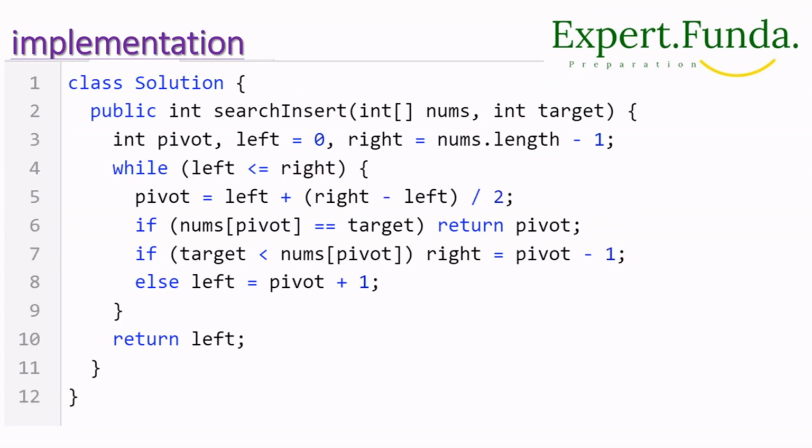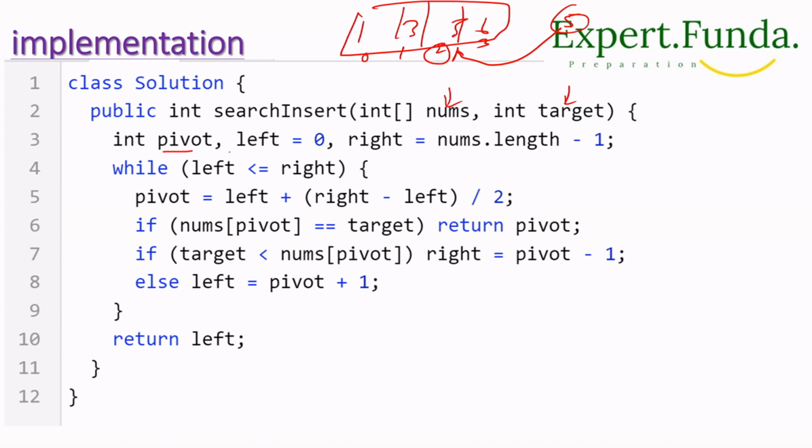Okay, so what we will do, first of all, we have given nums and target. Let's suppose nums is 1 3 5 6, and 5 is our target. So we have to find the target here. The indices are 0 1 2 3, so we have to return 2 as the answer.